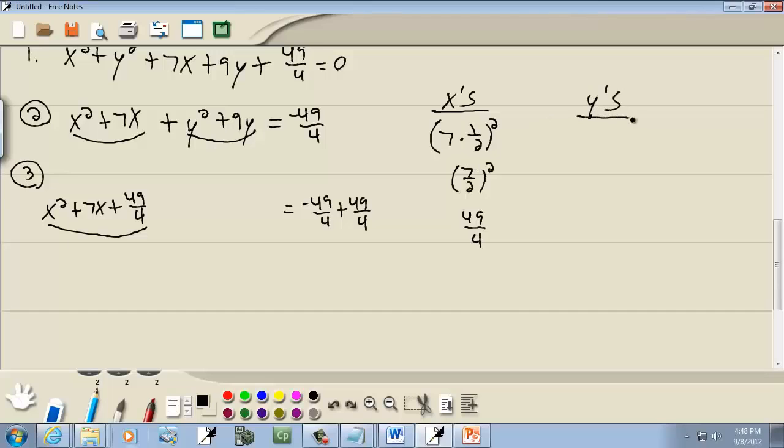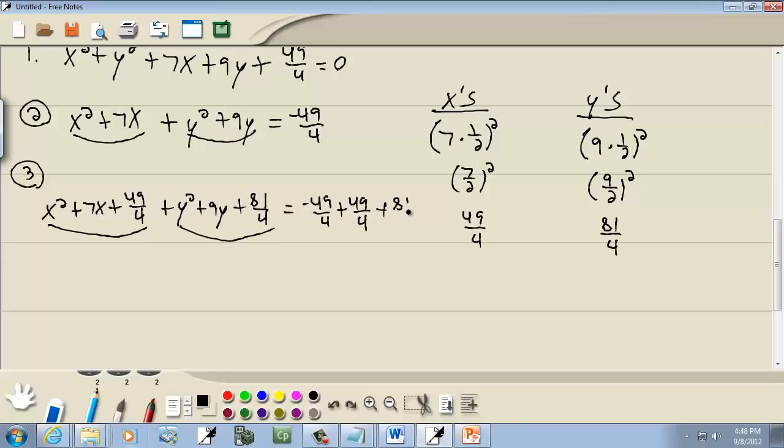Well, let's also complete the square in y's. We'll take our number for our y, which is 9. Take it times a half and square it. 9 times a half is 9/2. And (9/2) squared gives us 81 over 4. And we want to add that to both sides. So we've got y squared plus 9y plus 81 over 4. And add 81 over 4 over here.